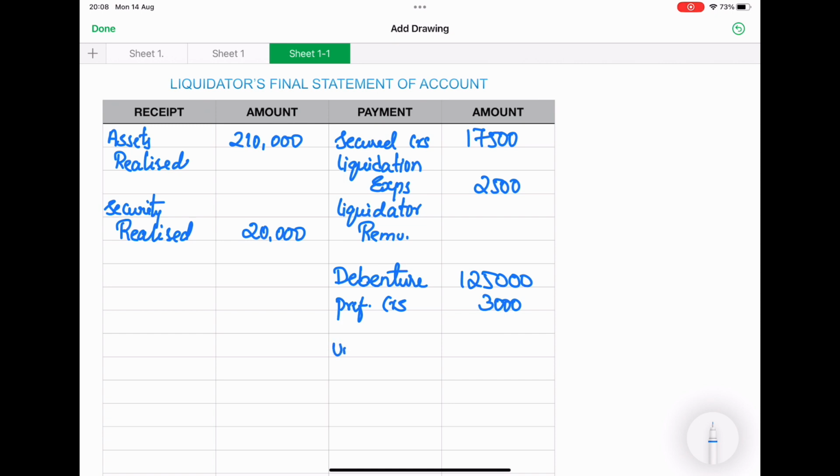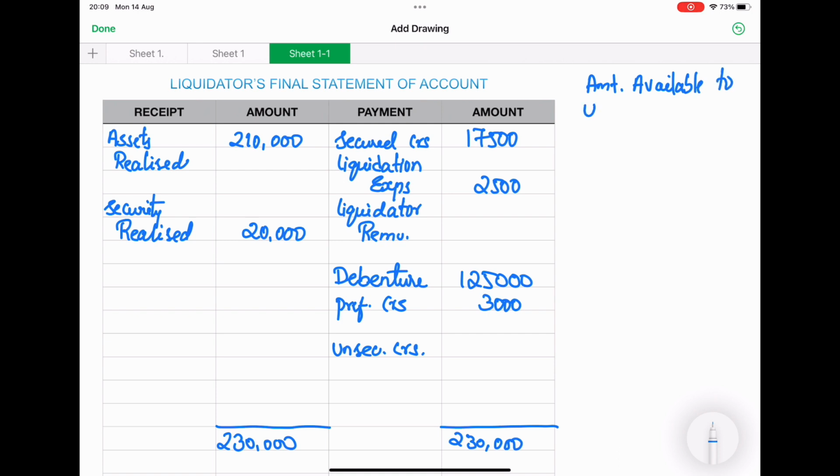Now I am going to write unsecured creditors. We should not write the amount directly, students. We have to calculate the total first. Here we are going to get 2,30,000 as my total. Credit side also should be 2,30,000. So I'll just write down the note: amount available to unsecured creditors. So this is the small working note I am going to calculate now.